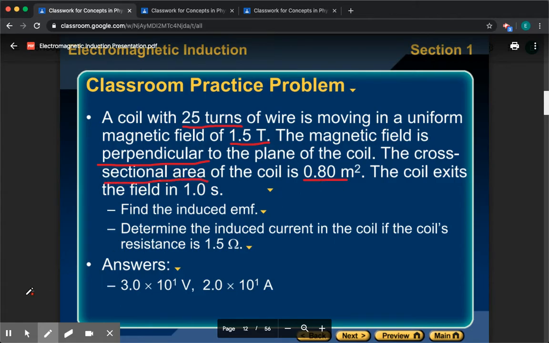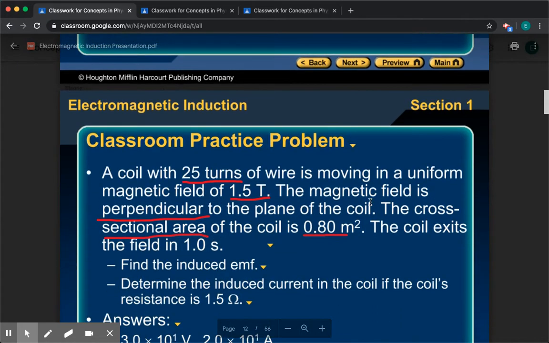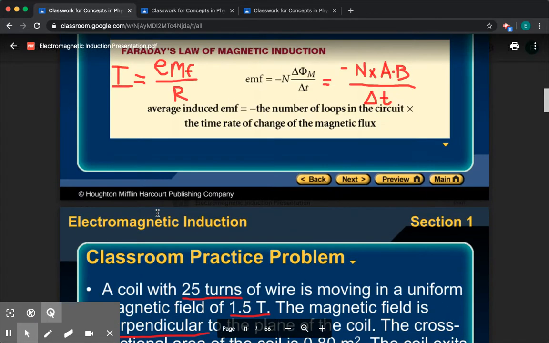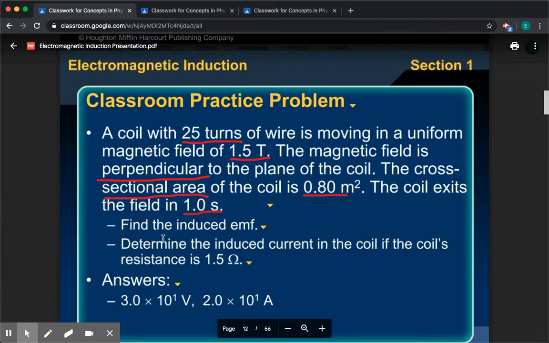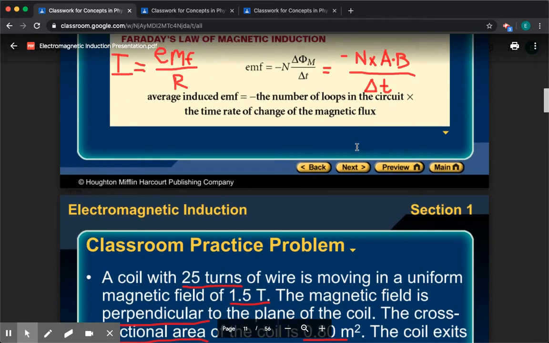The area, they just gave us A. Okay. So we have N, we have B, and we have A. And it says the coil exits the field in 1 second. So now we also have T. What are we looking for? We are looking for EMF. They gave us everything we need. So plug the numbers in.